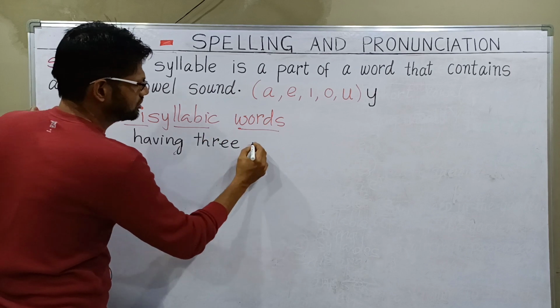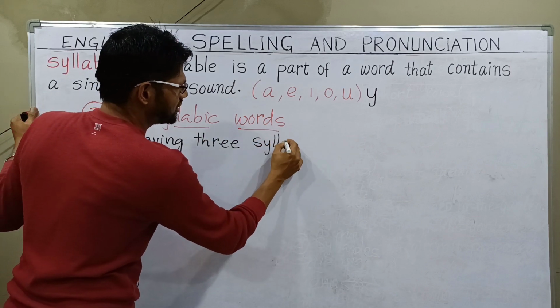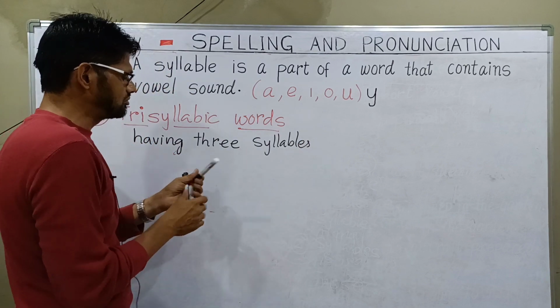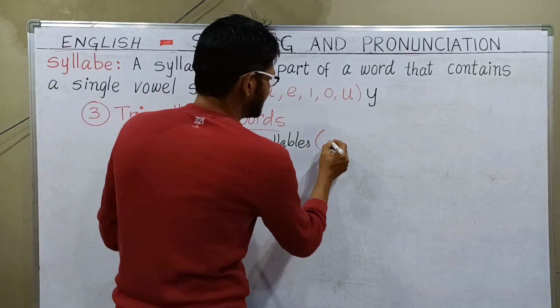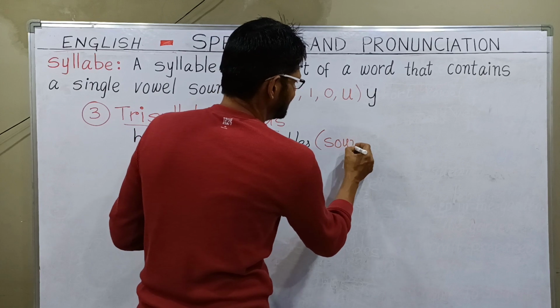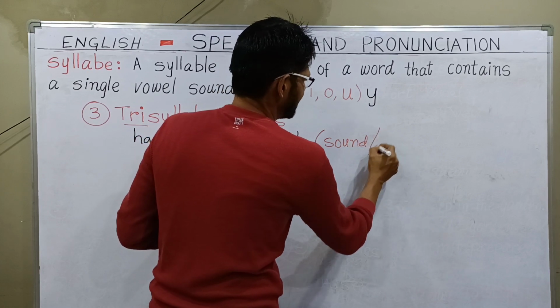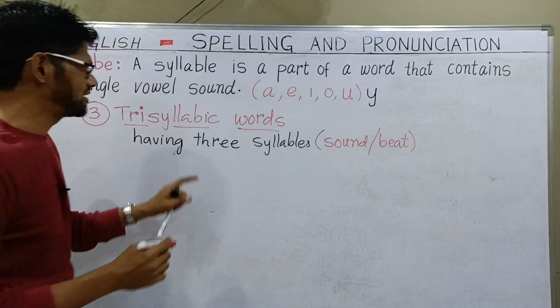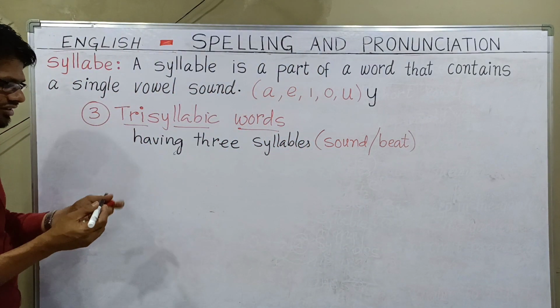3 sounds or 3 syllables. 3 sounds, 3 beats, 3 syllables. We can say syllables means vowel sounds. We can say sound, S-O-U-N-D, or we can also say beat, B-E-A-T. So 3 syllables, sound or beat, having 3 syllables.